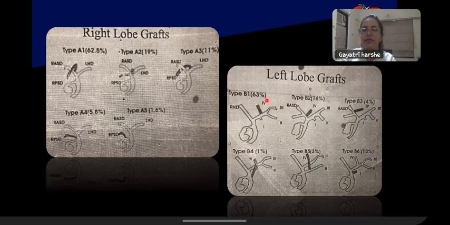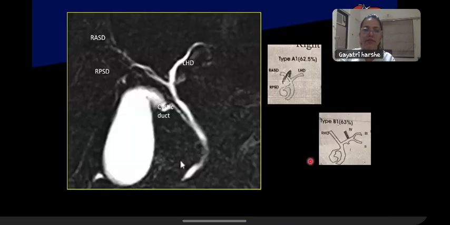This classification depends on the segment 4 duct. So whether segment 4 duct is joining the left hepatic duct, or if it is joining the right hepatic duct, this is most important because there is a crossover when the resection plane, this will drain into the right hepatic duct. Then segment 4B, this segment 4 duct drains directly into the CHD. And these are other segmental ducts. And these are the variations.